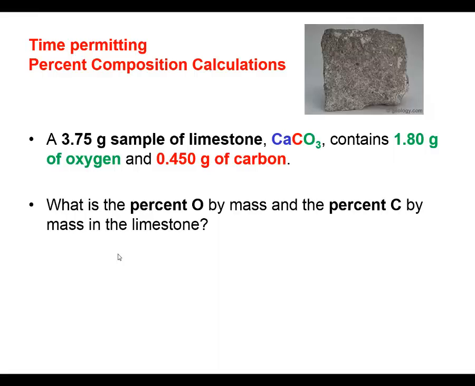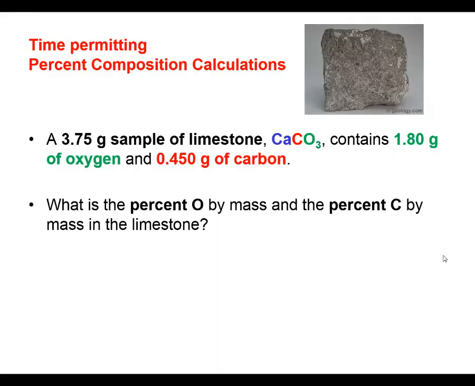We're going to be working a few extra samples with respect to mass percents. Let's consider a sample of limestone that we want to determine the mass percent of each element in. Let's say that we have a sample size that's 3.75 grams. It contains 1.80 grams of oxygen and 0.450 grams of carbon.